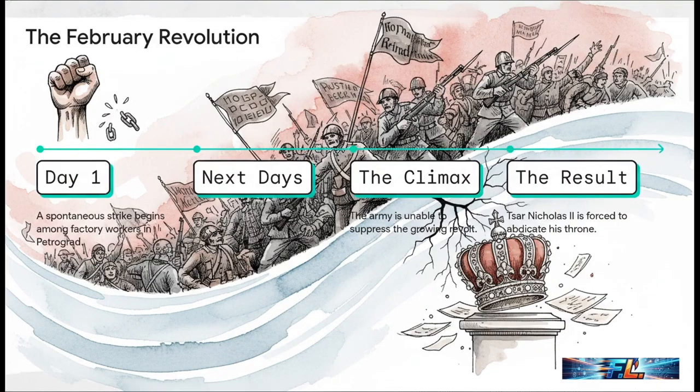What's just stunning is how fast it all collapsed. It started with a single strike in the capital, Petrograd. Within days, the demonstrations were massive. The soldiers who were sent to crush the revolt actually ended up joining it. Suddenly, the Tsar had no power, and just like that, he was forced to abdicate. The regime fell so quickly, it shocked everyone, and this incredible wave of liberation swept the nation.